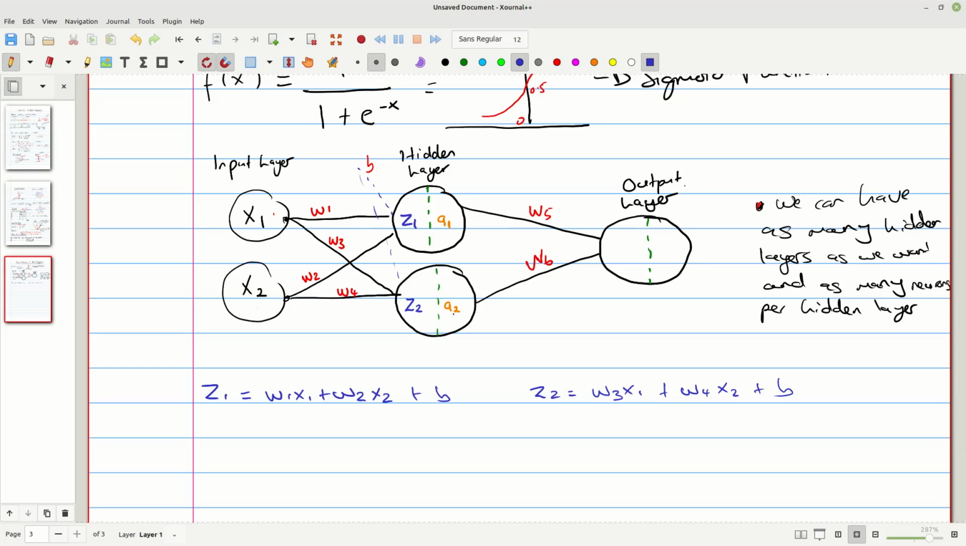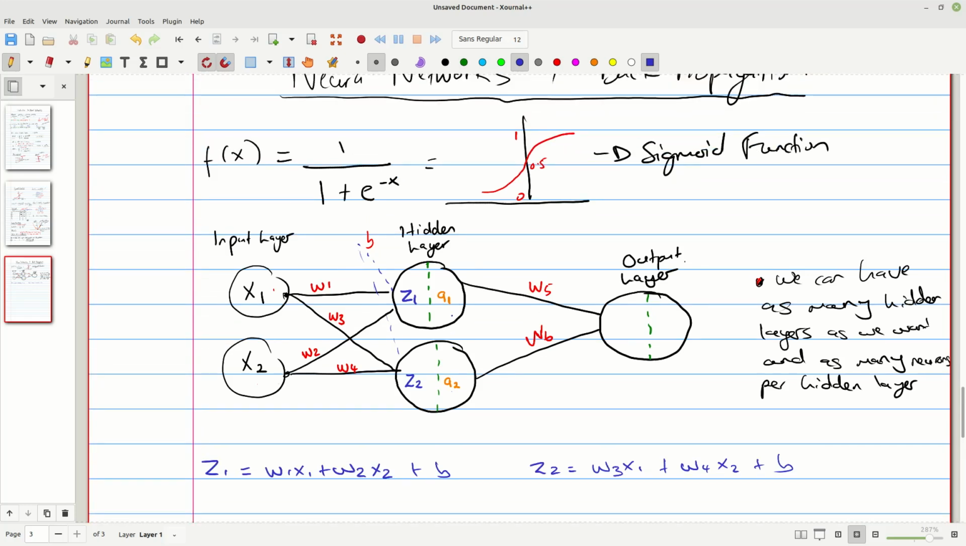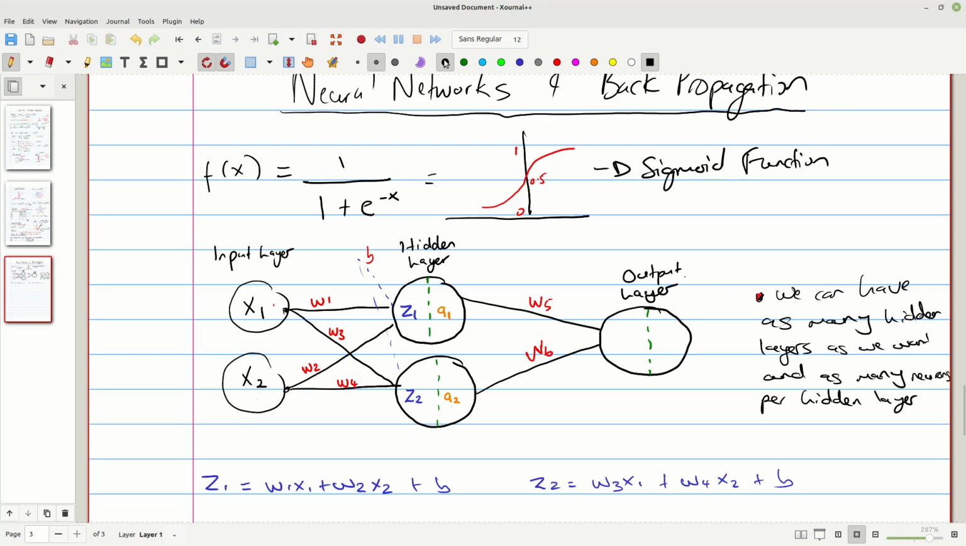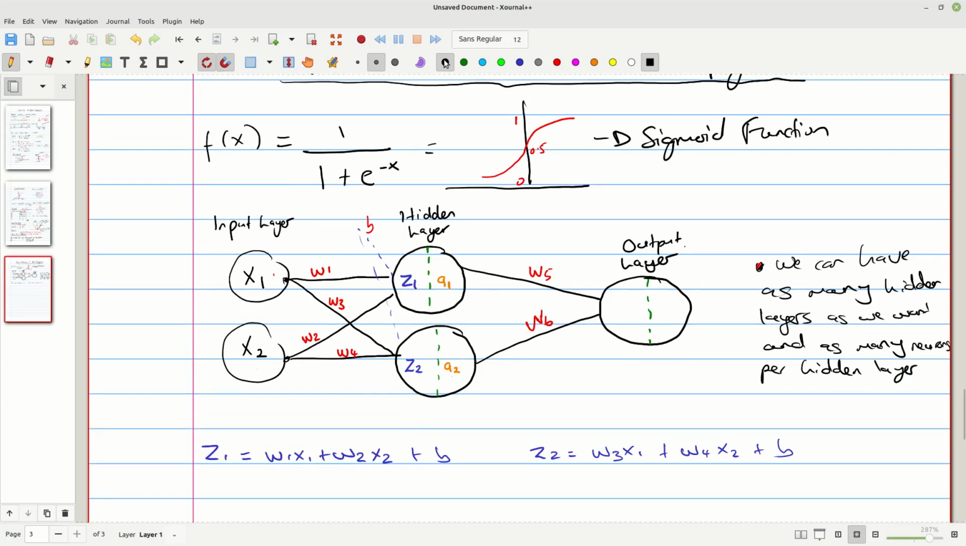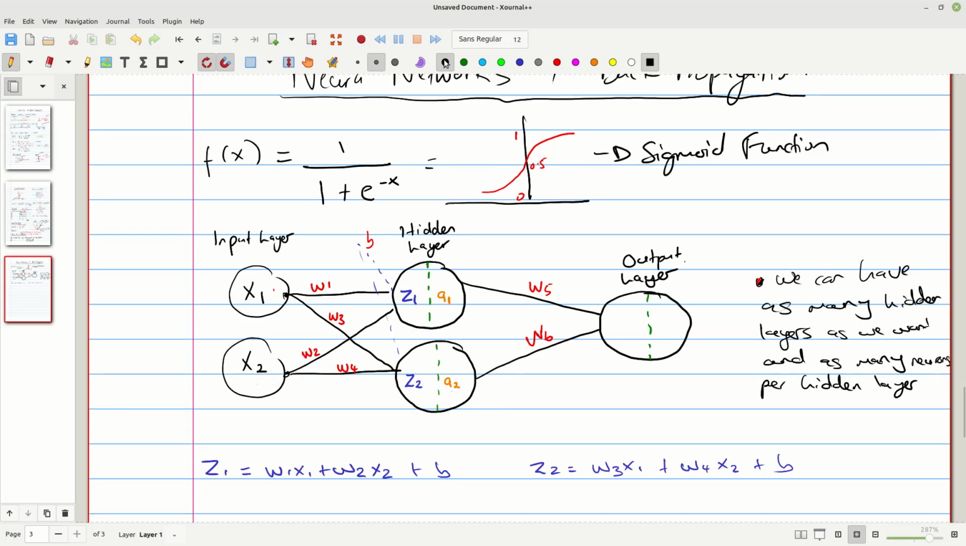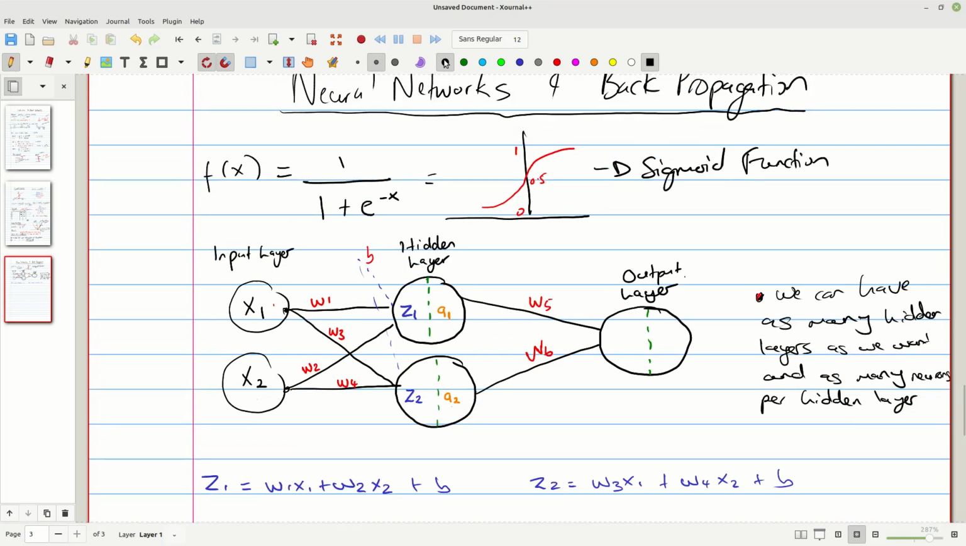Now we have A1 and we have A2. If you remember in the previous lecture, I introduced the idea behind the sigmoid function, which is an activation function. For us to actually compute this, in the previous lecture I just introduced the graphical representation of what it looks like, but the function for the sigmoid is 1 over 1 plus e to the negative x.